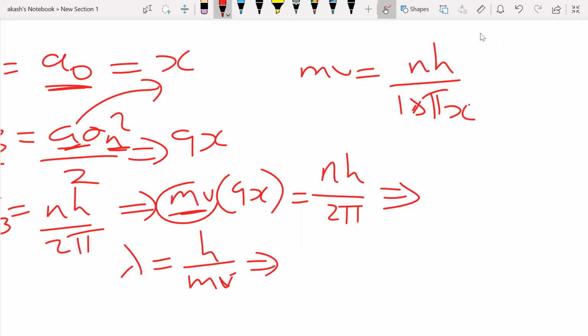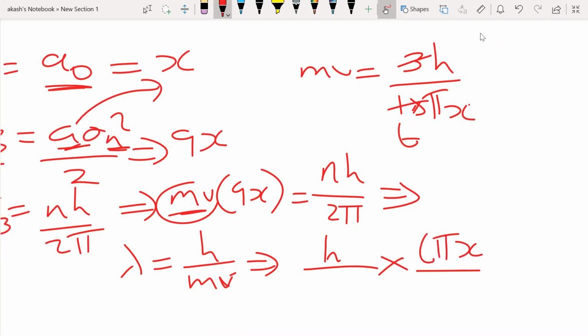Okay, now let me substitute it here. So h divided by, now n is 3, and this is talking about the third orbit. So I can substitute n value as 3. So 3 and 18 will go 6 times. So basically I have h by 6 pi x. So 6 pi x will come to the numerator, h will go to the denominator. So h and h will cancel. Yes, lambda is equal to 6 pi x.